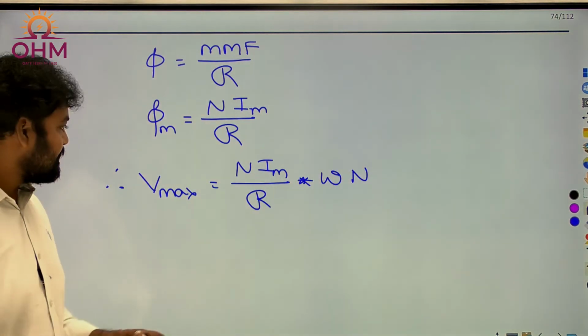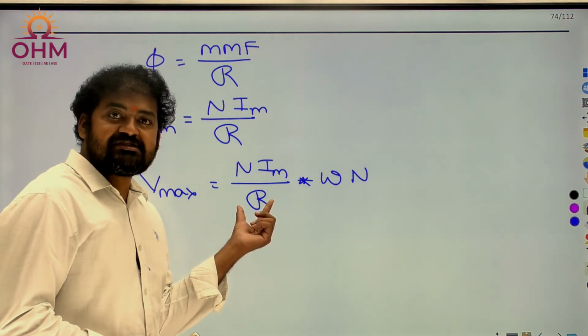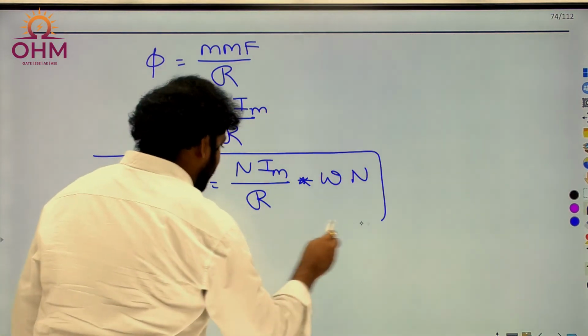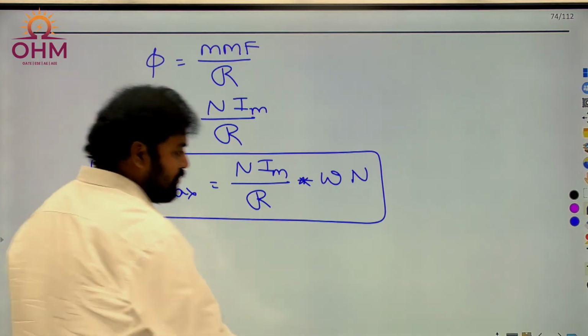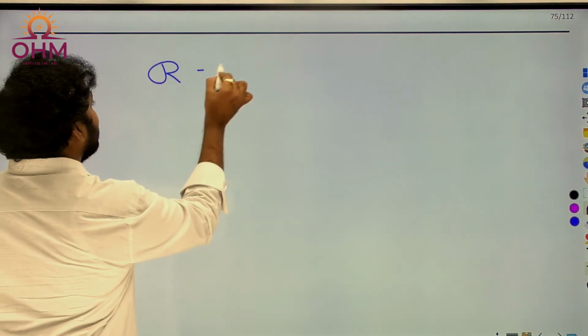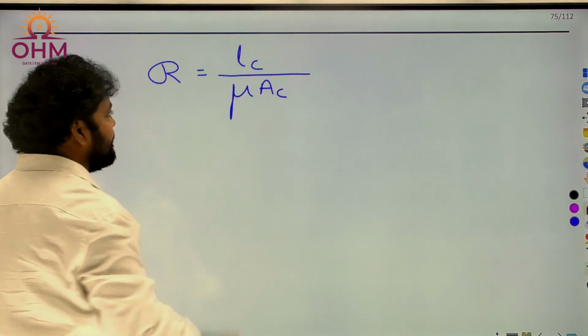I think we are almost there. But I need to replace this reluctance also, because no option has a reluctance term. Keep it like this, we will come back to this formula again. Let's go and find out reluctance. What is the formula for reluctance? Reluctance is always equal to length of the core divided by mu into cross-sectional area.